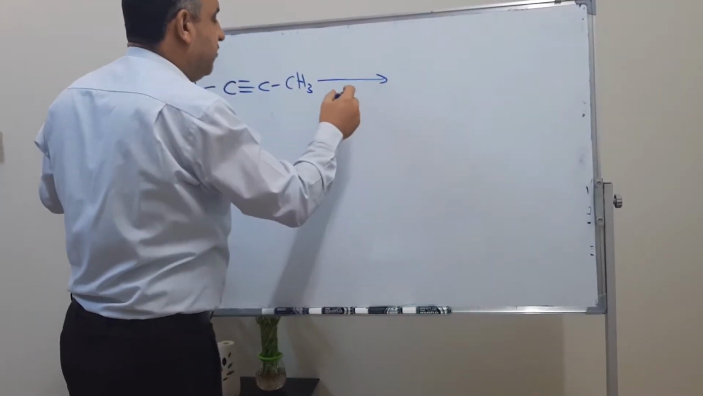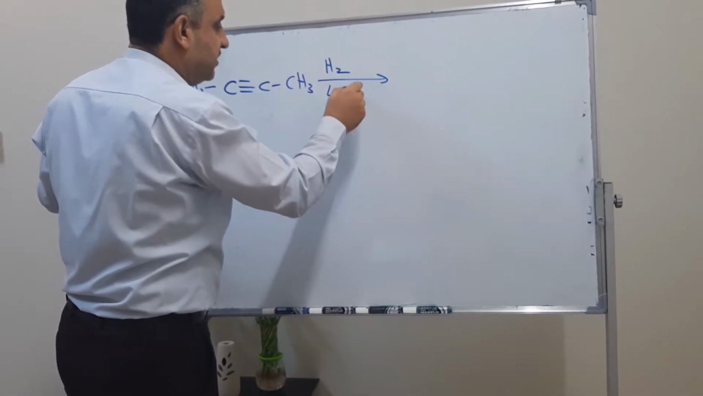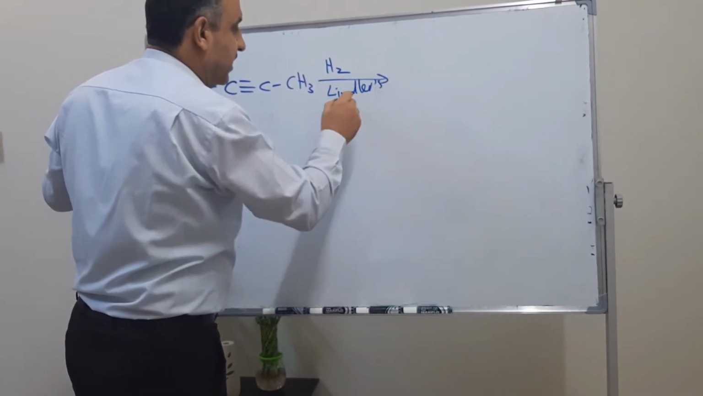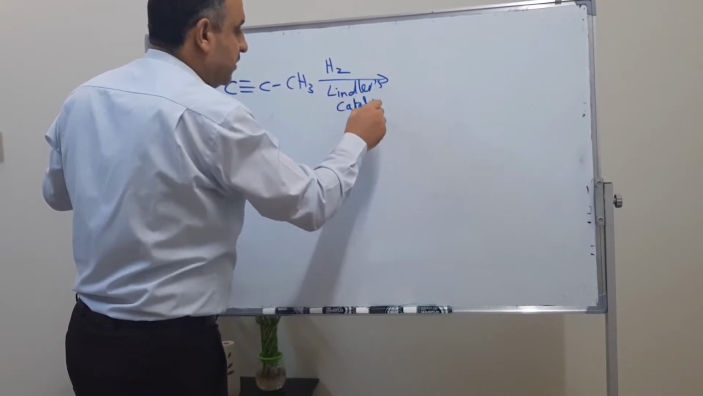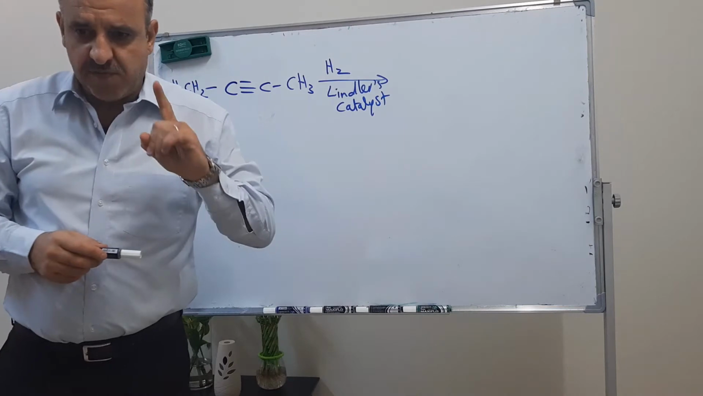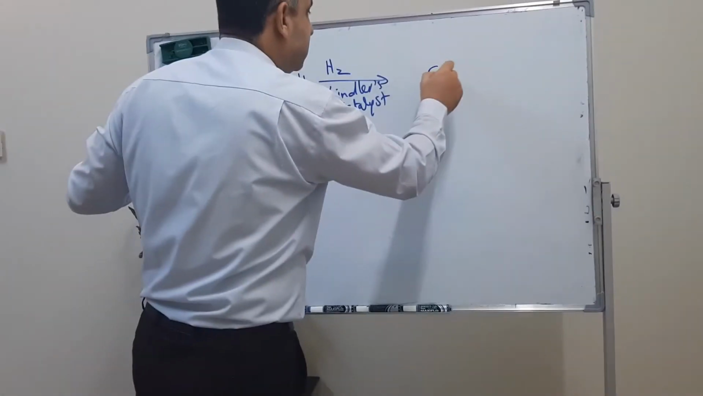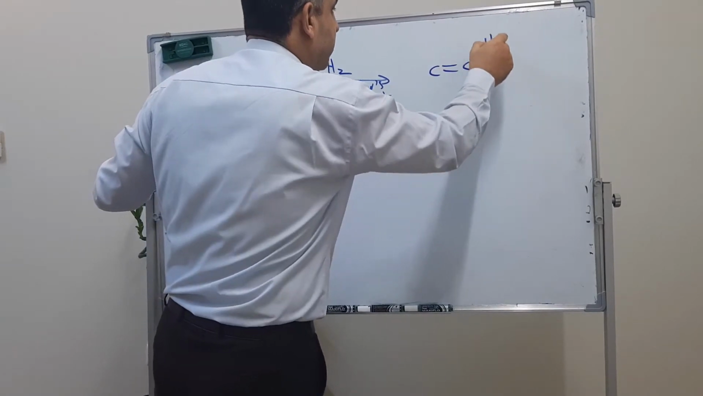Then if we allow this to react with hydrogen in the presence of Lindlar's catalyst, what we are going to get is hydrogenation of 1 mole, or the use of 1 mole of hydrogen, converting the alkyne into the corresponding alkene with syn addition reaction. So this is a very important, extremely important reaction.